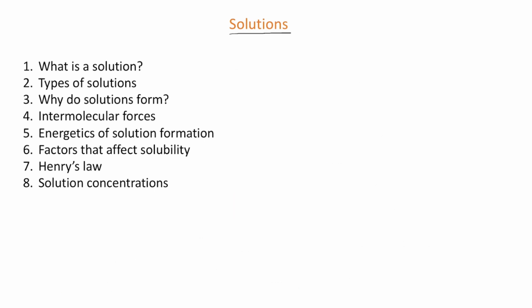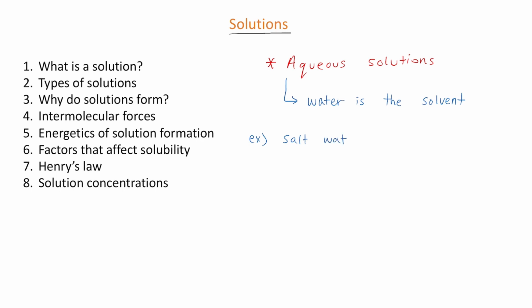And now I want to focus in on a specific type of solution. These are called aqueous solutions. Aqueous solutions are solutions where water is the solvent. We already saw an example of an aqueous solution when we talked about salt water. That's a solution of sodium chloride in water. Another very common example, pop, like Coke or Sprite. These are aqueous solutions of sugar in water.